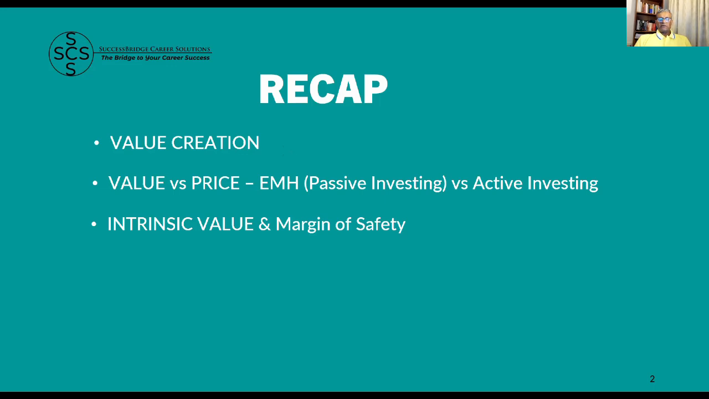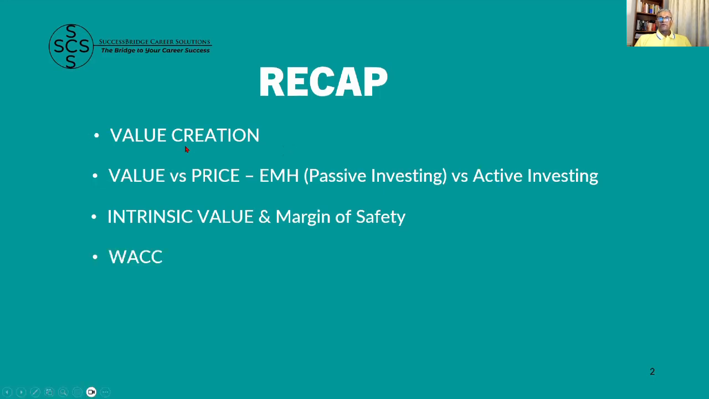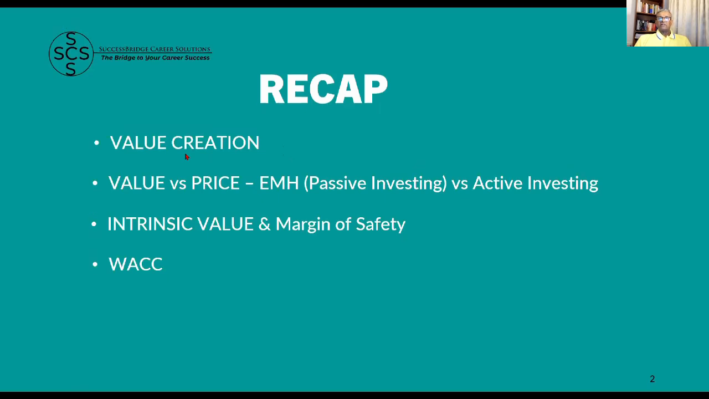Lastly, we looked at weighted average cost of capital. Now, what is weighted average cost of capital, or WACC? It is the discount factor or the discount rate which is applied to free cash flows of the firm over the holding period that brings future cash flows to present in order to calculate the intrinsic value of the firm.